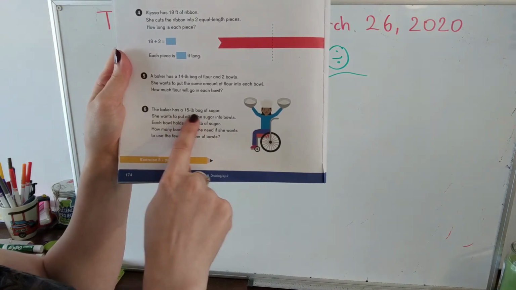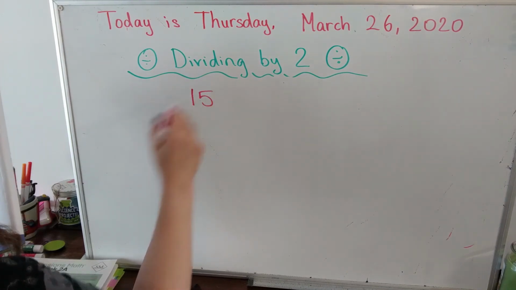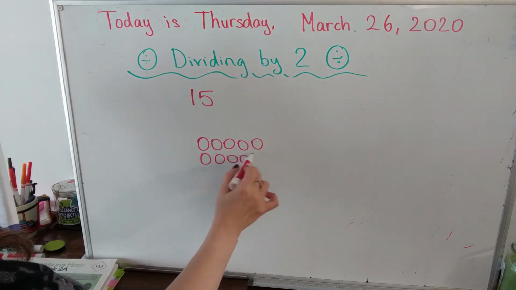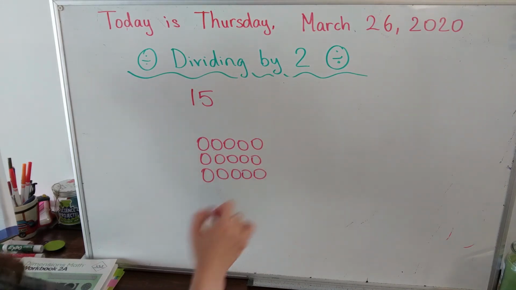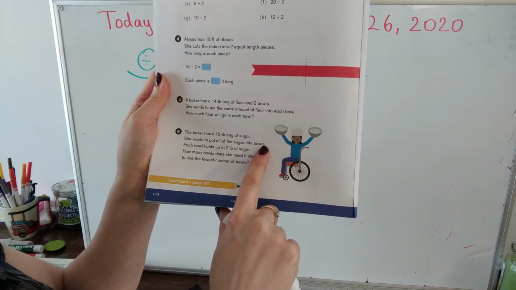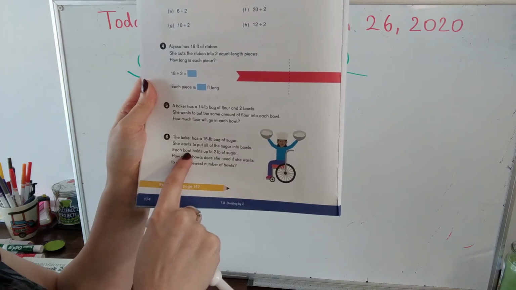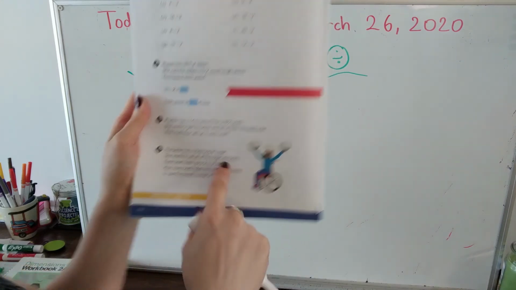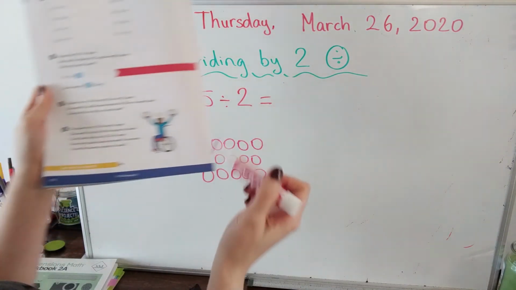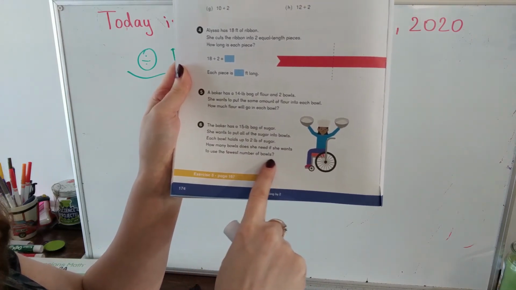The baker has a 15-pound bag of sugar. So here is my 15-pound bag of sugar. And I'm going to draw my 15 counters. She wants to put all of the sugar into bowls. It doesn't tell us how many bowls, but she wants to put all the sugar into bowls. Each bowl is going to hold 2 pounds of sugar. So we're going to divide it with 2 pounds of sugar equals. How many bowls does she need if she wants to use the fewest number of bowls?